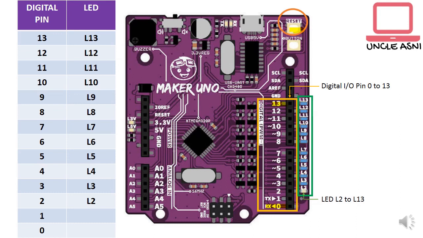The thing we must make sure of is that digital pins 0 and 1 are not connected to any LED. So, in order for you to do the programming, please don't use digital pin 0 and 1 to light any LED, because there is no LED connected to digital 0 and 1. You must start your LED at digital 2, which is connected to L2 or LED 2, and it goes all the way to digital pin 13, where L13 is LED number 13.